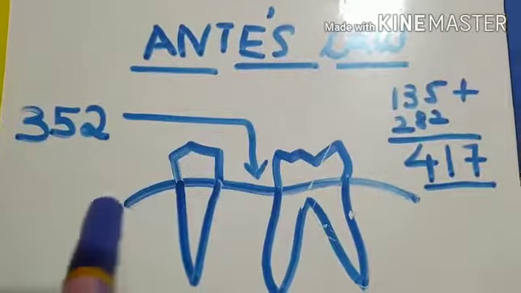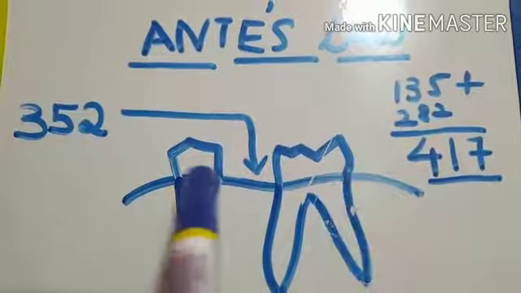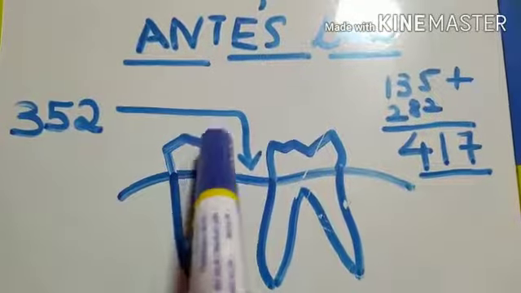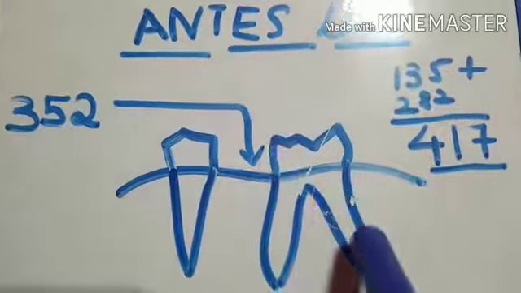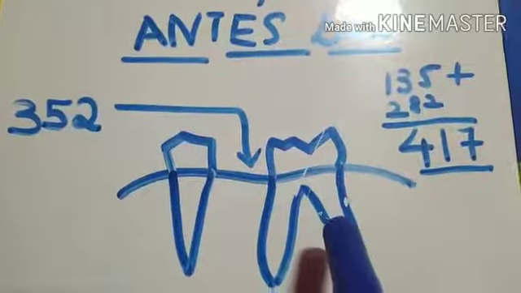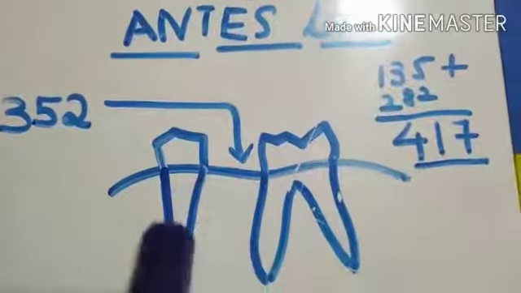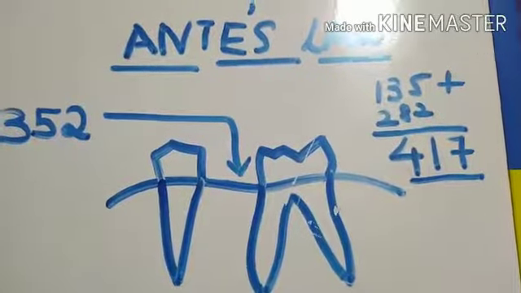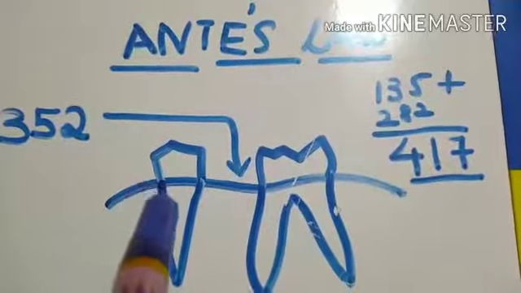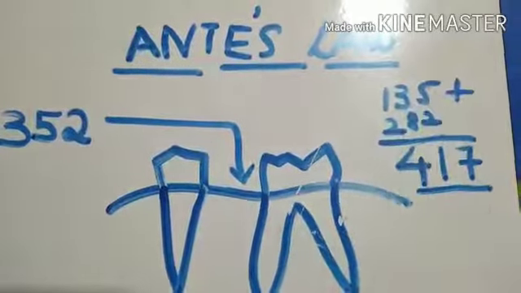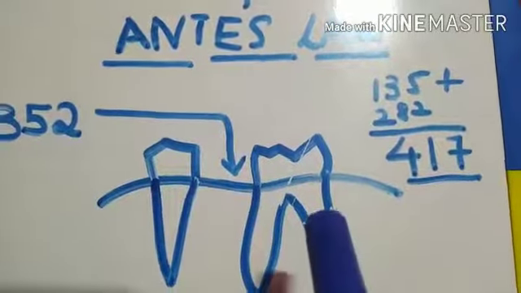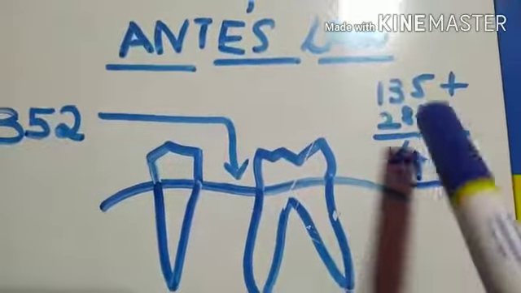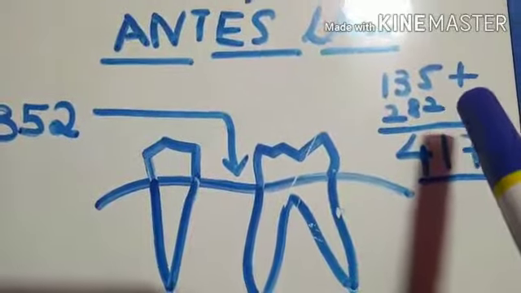Okay, so this line represents the residual alveolar ridge. Okay, and these two are the mandibular teeth, the mandibular second premolar and the mandibular second molar. So according to the chart which I have displayed in the previous slide, the total root surface area or the perisegmental area of the mandibular second premolar is 135, whereas the root surface area of the mandibular second molar is 282.